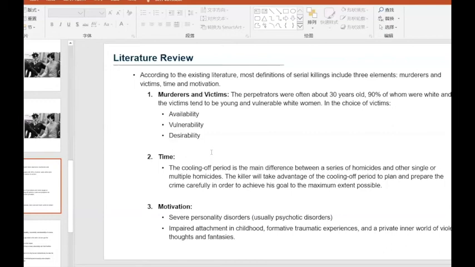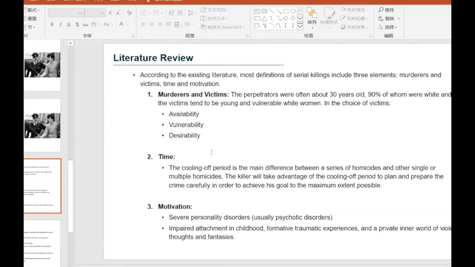According to the information interviewed, Burgess and others believe that serial killers often experience impaired attachment in childhood, formative traumatic experience, and a private inner world of violent thoughts and fantasies. This combination makes individuals isolated, attentive, and lacking a socially recognized sense of behavioral restraint.